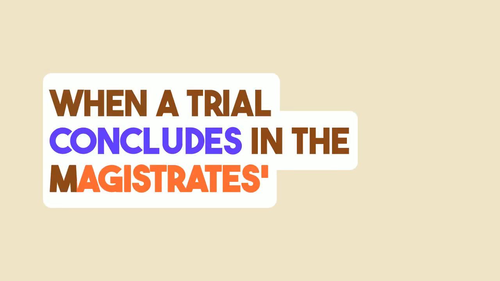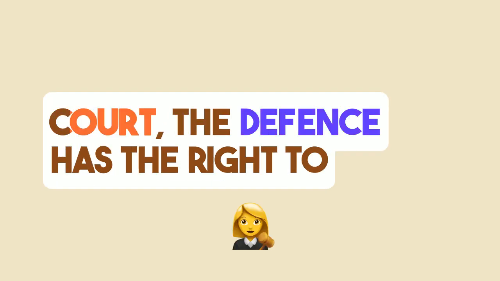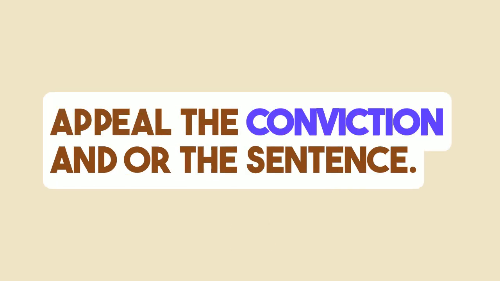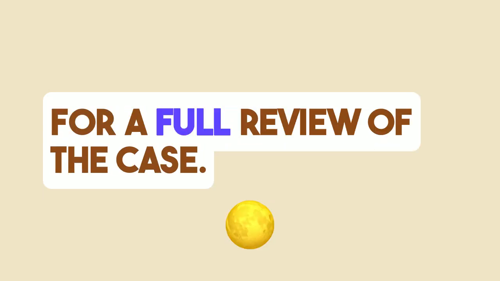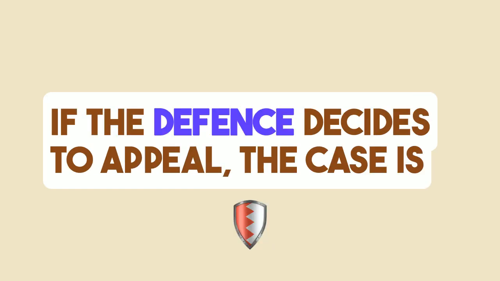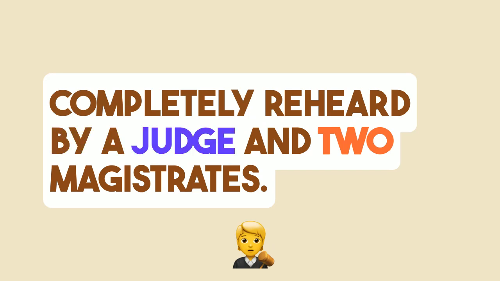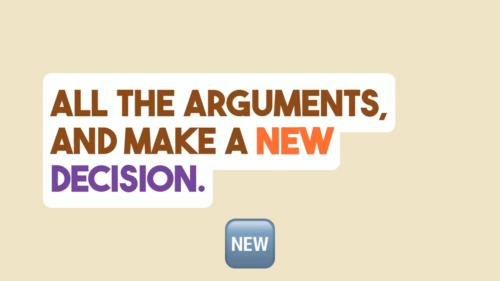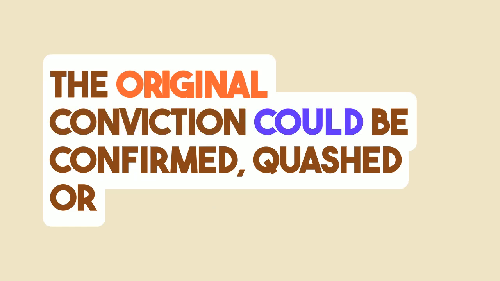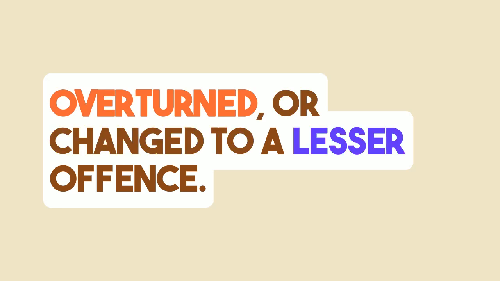When a trial concludes in the Magistrates Court, the defense has the right to appeal the conviction and/or the sentence. This is a vital right because it allows for a full review of the case. If the defense decides to appeal, the case is completely reheard by a judge and two magistrates. They will go through the evidence again, listen to all the arguments, and make a new decision. The original conviction could be confirmed, quashed, or overturned, or changed to a lesser offense.